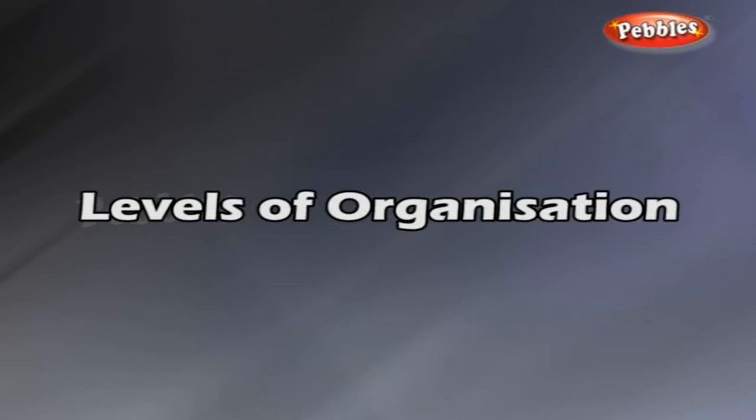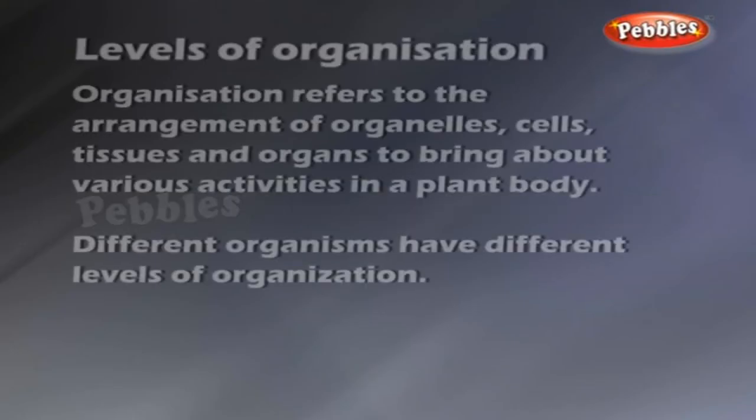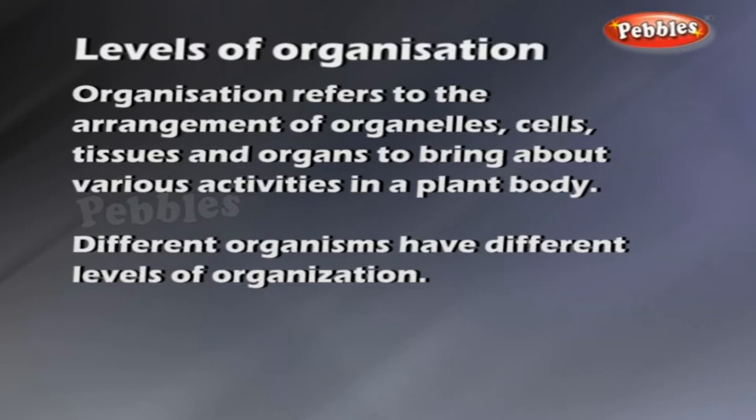Organization refers to the arrangement of organelles, cells, tissues, and organs to bring about various activities in a plant body. Different organisms have different levels of organization.